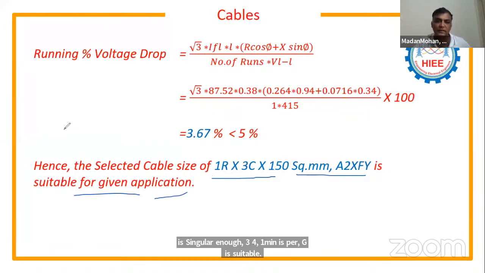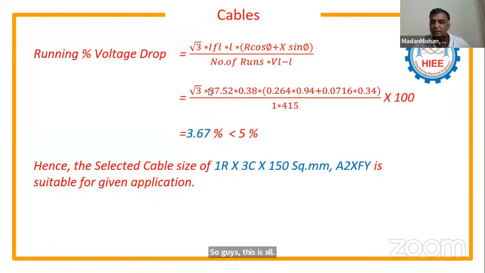So guys, this is how we do cable sizing for LT and HT applications. Generally for communication cables, we don't consider any parameters, because in a communication system your current will be in milliamps. So we don't consider any particular sizing for that. Your communication cable conductor size will be like 0.5 square mm, 0.8 square mm, something like that. So guys, this is all about cable sizing calculation.